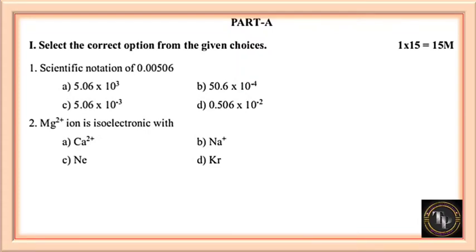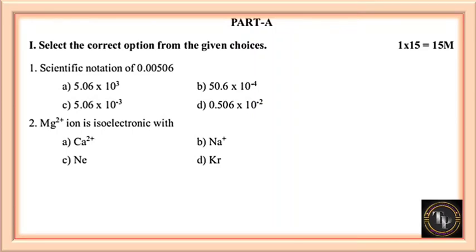Yes, part A, select the correct option from the given choices. That is MCQ type questions. So you have 15 questions. First question, scientific notation of 0.00506 they are asking. This is from the first chapter, some basic concepts of chemistry.